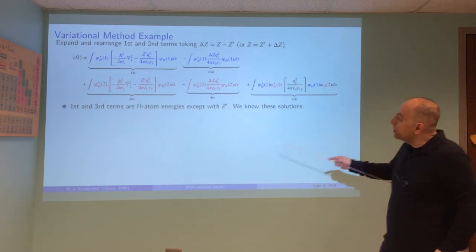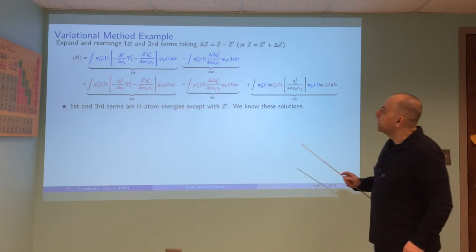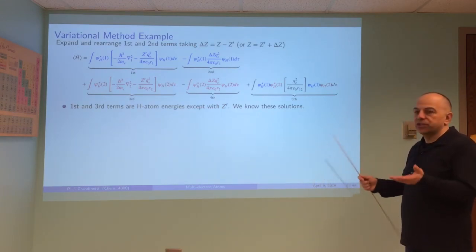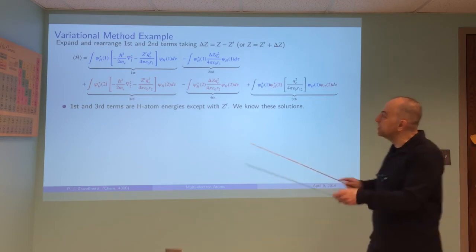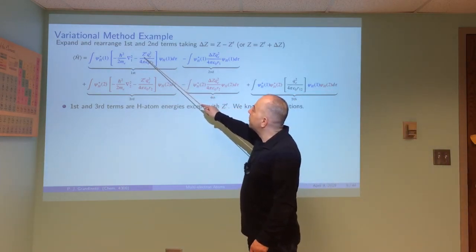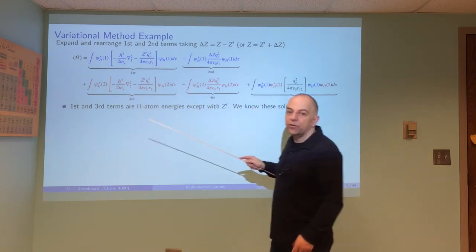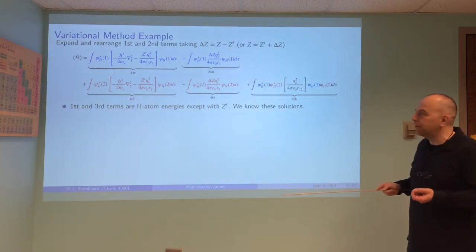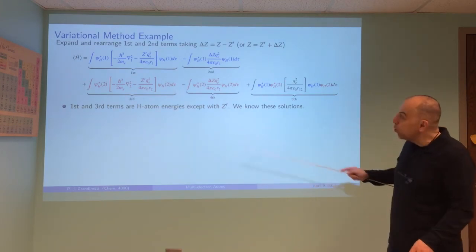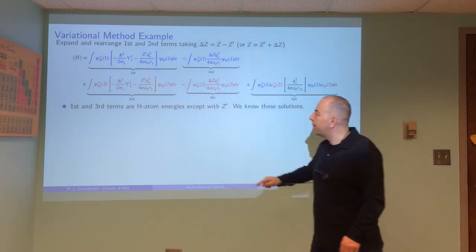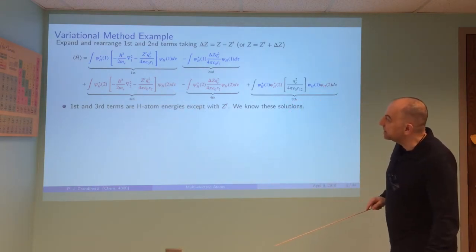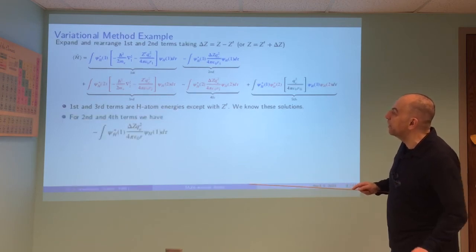Now, the first and the third term, again, are just the classic problem that we solved when we were solving the hydrogen atom. The only difference is that we now have a nuclear charge that's a variational parameter, z prime. So we know all the solutions to this problem. Those integrals are already worked out for us.